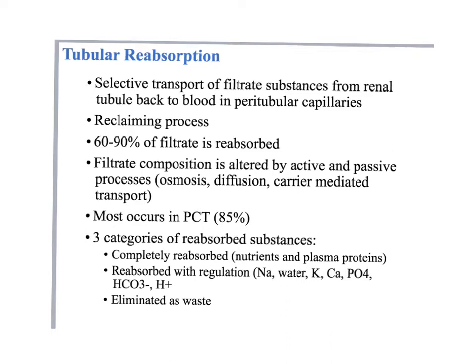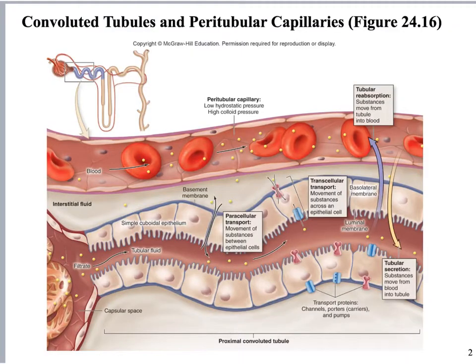Substances that are reabsorbed can be classified into three groups. Things that are freely reabsorbed: we need those, they come back. There are things that are reabsorbed with some regulation. And then there are things that are not reabsorbed, and therefore they're eliminated as waste. So you can think about the first category as completely reabsorbed. This is stuff that you need in your body.